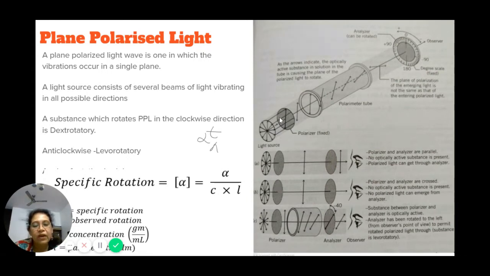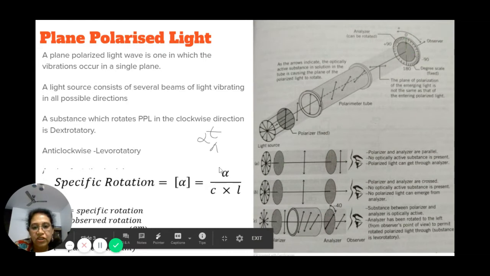This is known as the polarizer. It is made up of a nickel prism, and then we have an analyzer here. We've already studied about optical rotation, so I will not take it up in very much detail. We all know that a substance which rotates the plane polarized light in the clockwise direction is referred as dextrorotatory, and a substance which rotates the light in an anti-clockwise direction is referred as levorotatory. And alpha is the angle of rotation.